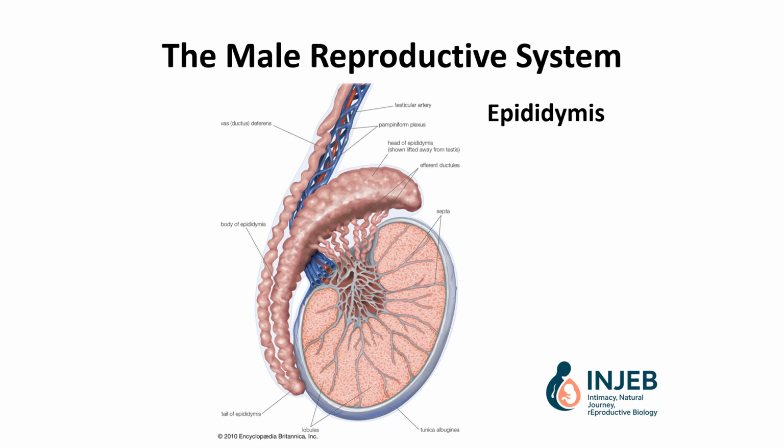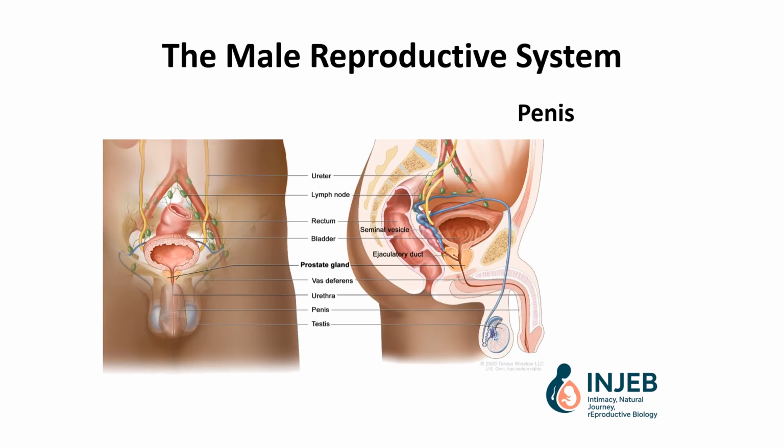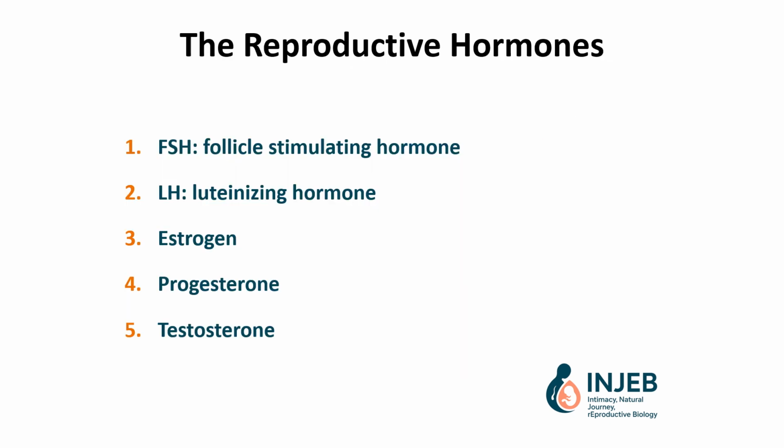Epididymis is where sperm matures, and vas deferens are tubes that carry sperm from testes to the urethra. The prostate gland adds fluid to sperm, making it semen. The penis delivers semen during intercourse.